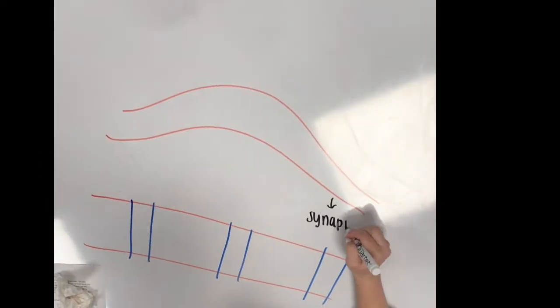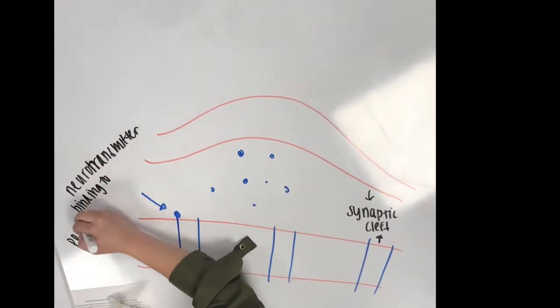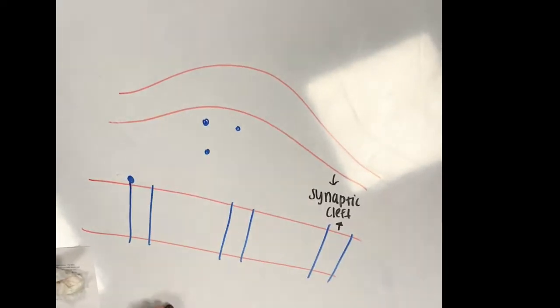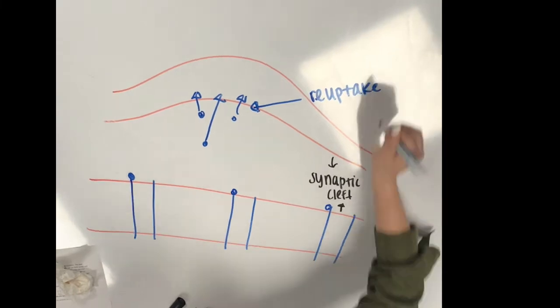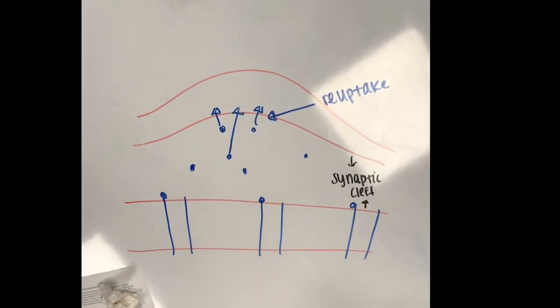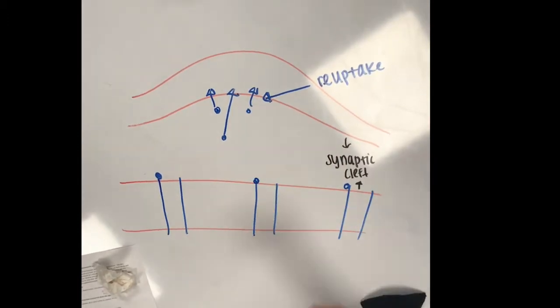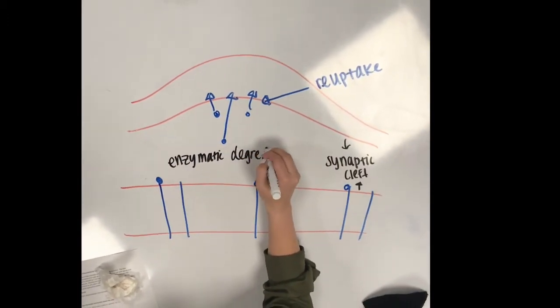Once there, some of the neurotransmitters travel across the synaptic cleft and bind with the postsynaptic membrane. Some of the neurotransmitters will not bind with the postsynaptic membrane. The neurotransmitters will either be reabsorbed by the presynaptic membrane in a process called reuptake, or others, as represented by the erasing, are not absorbed or reuptaken, but are destroyed by enzymes in a process called enzymatic degradation.